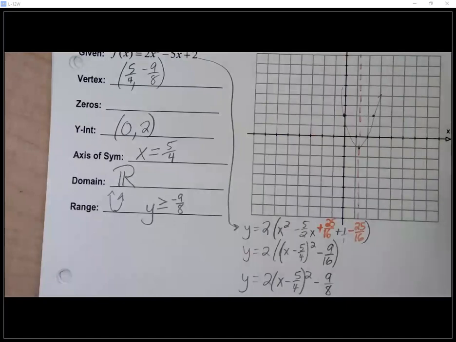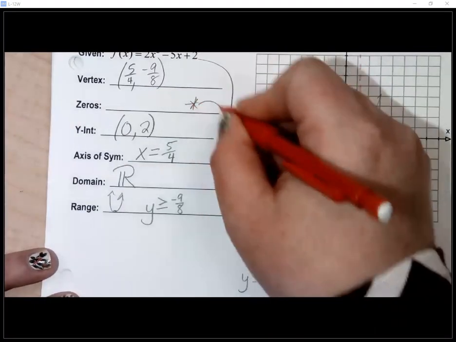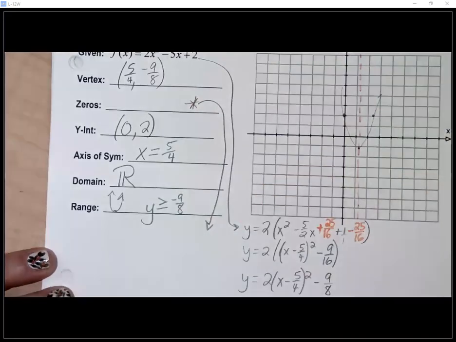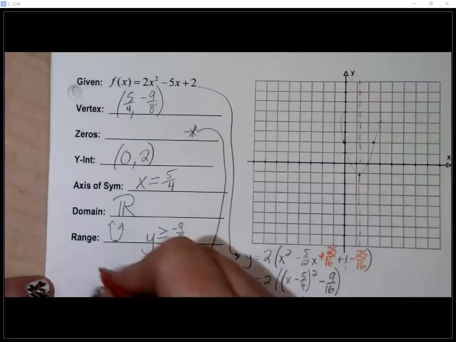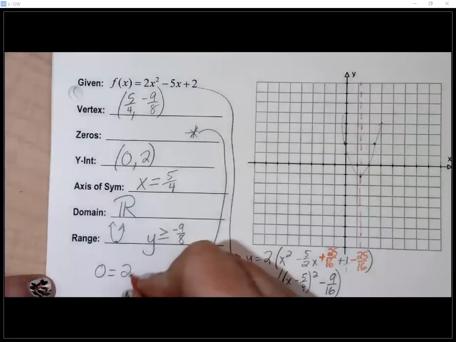Go ahead, Jake. You plug 0 in for y. Exactly. So to find the zeros, I'm going to do that down here also because I need a little bit of room. You're just going to solve this, right? Plug in the 0 for y, and let's solve this thing. 2x squared minus 5x plus 2.